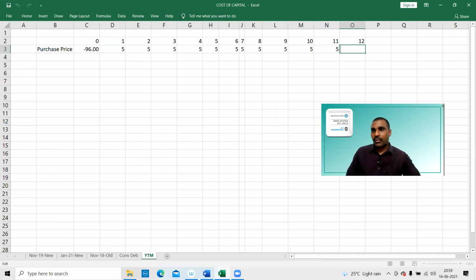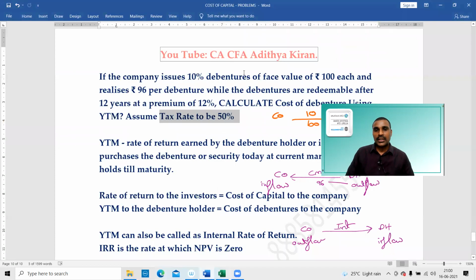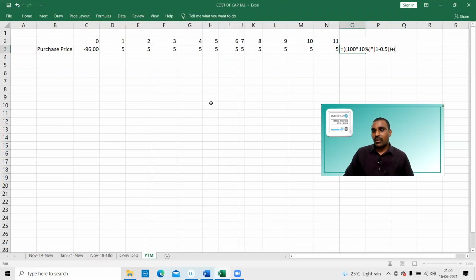But for the 12th year, in addition to this cash flow, we will get something called the redemption price. This is the interest and we'll get the redemption price. What is the redemption price? Debentures are redeemable after 12 years at a premium of 12%. Therefore, it will be 112. Therefore, 117. Total inflow is 117.